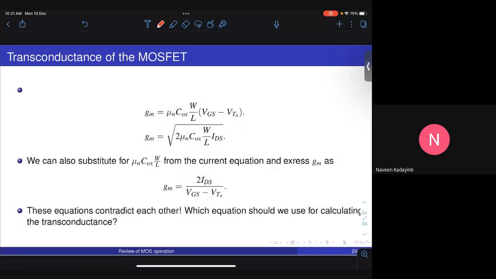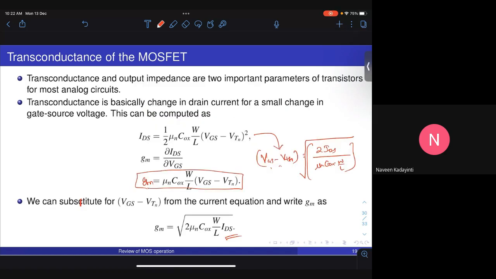So this is the expression for GM I got by taking ∂IDS by ∂VGS. By substituting for VGS minus VTN, I got the second equation for GM. Let me call this equation 1 and the second one equation 2. We can also substitute for μn Cox W by L.